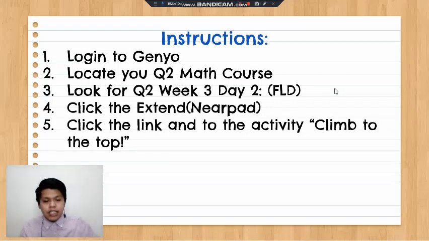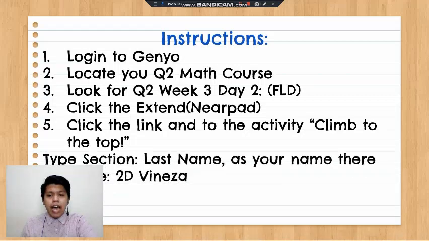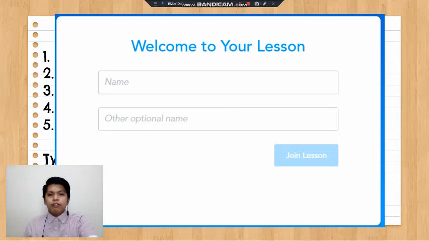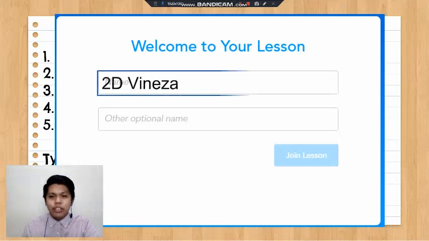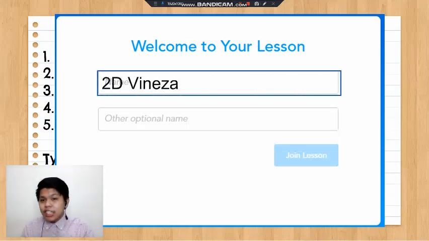Now remember this. Before you can go to the activity, you will have to type your section, then last name, as your name in the activity. Here's what you will first see before you go to our lesson or to your activity, Climb to the Top. So you will just write your section and your last name. Here is an example, 2D Vineza.